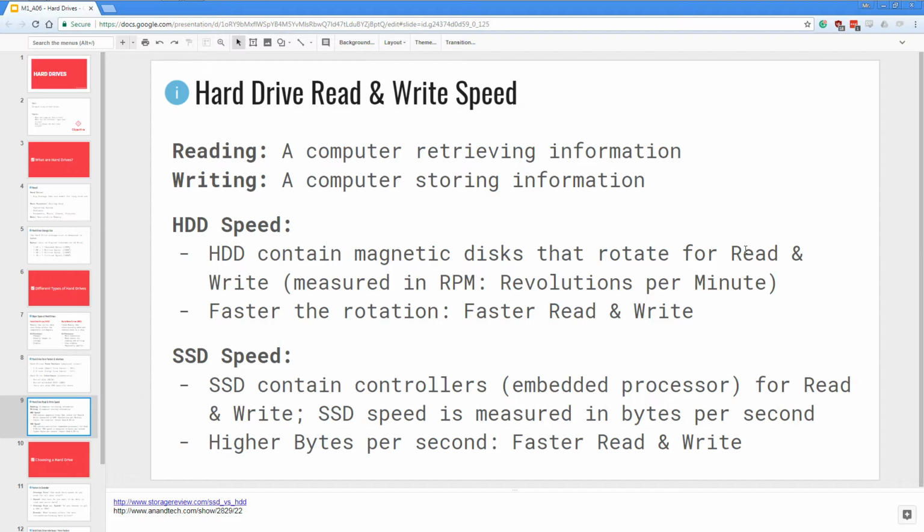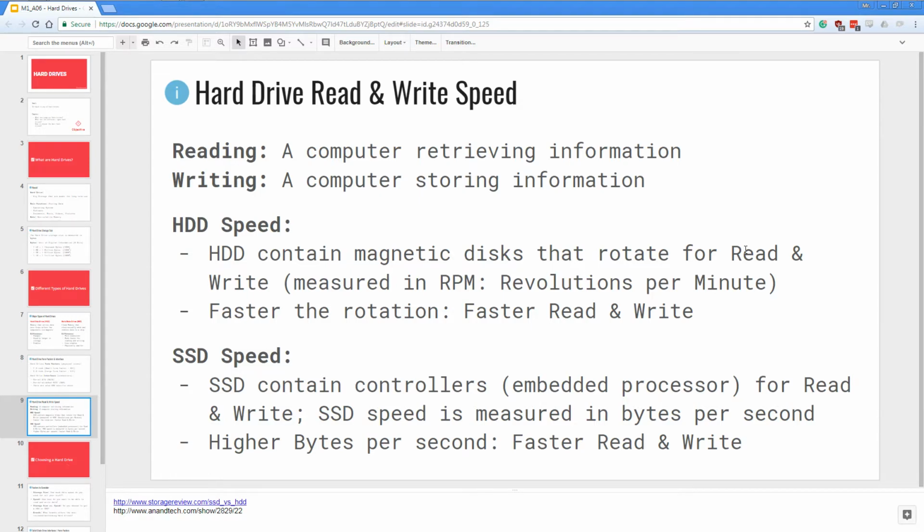Whereas with solid state, we're using the speed of electricity, or the power of electricity, to flash, write, and store data into our solid state. So, hard disk drive speed. An HDD will contain magnetic disks that rotate for read and write, and it's measured in RPM, which stands for revolutions per minute. So the faster the rotation, the faster we're able to do read and write with our drive.